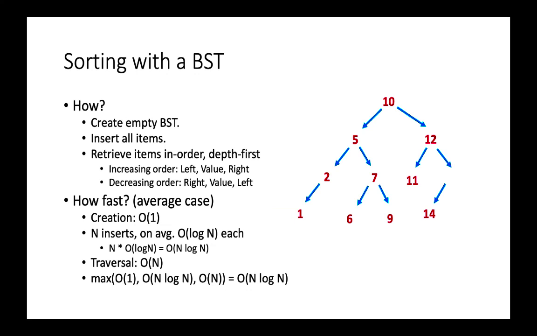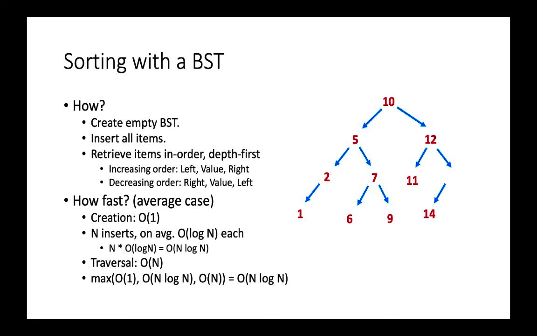So how fast can we do this? Well, we have to create the tree, that's order 1. We have to do n insertions, and each insertion, if they're coming in random order, is on average going to be log n. So that's going to give us n log n. And then we have to traverse. And we know that we have to visit every node to traverse, so that's order n as well, right? If I have 3 things in sequence, right?